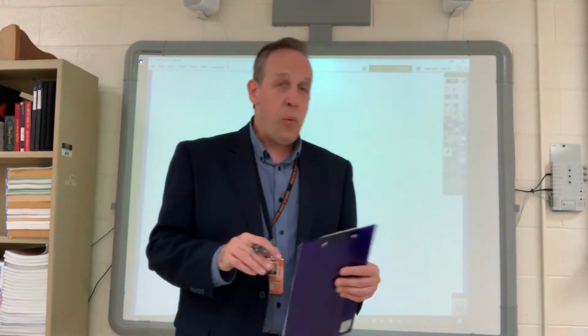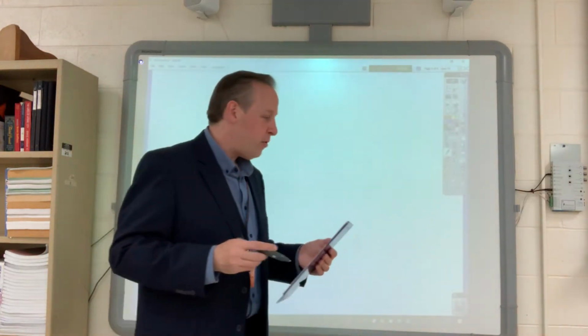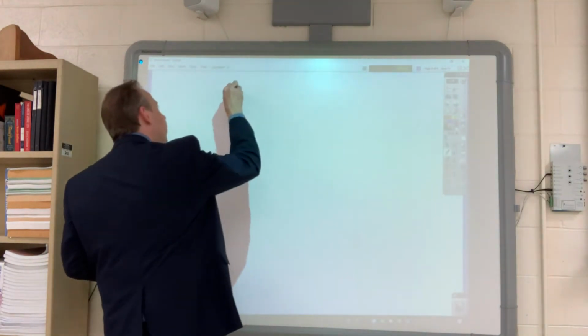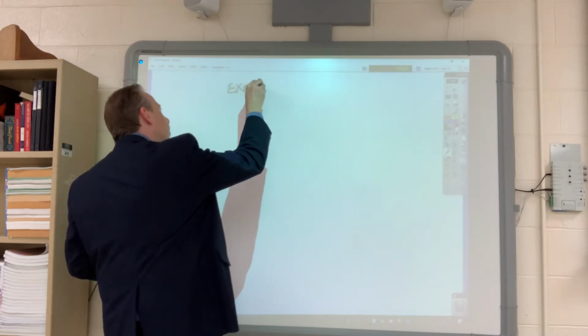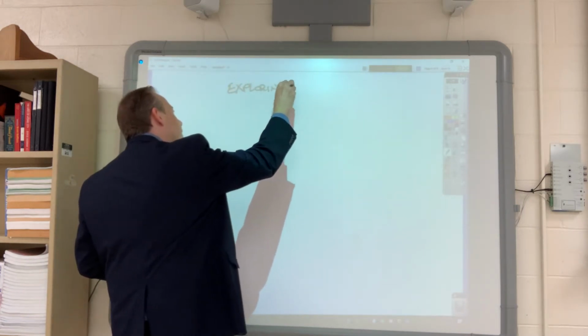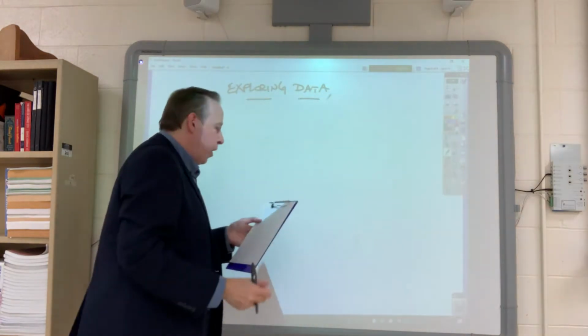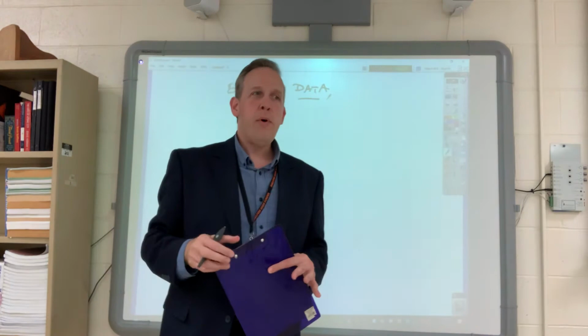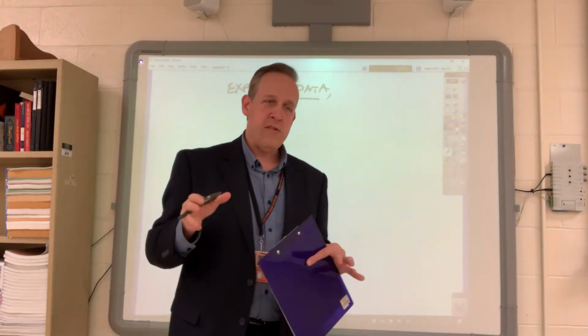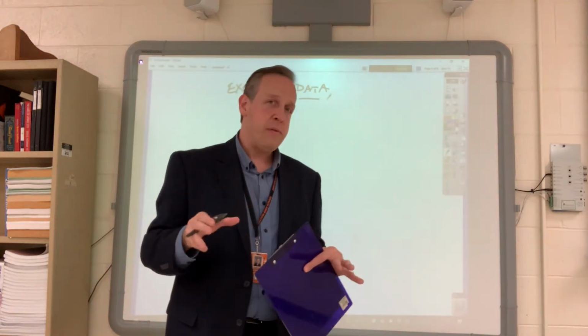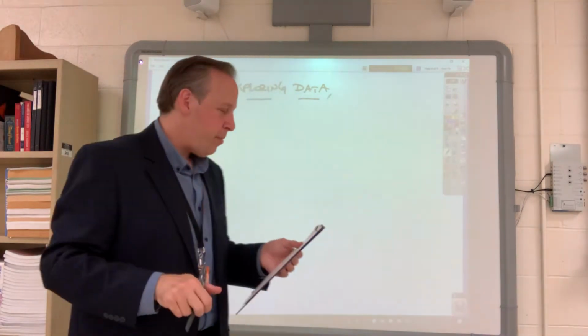Looking at Chapter 1 is called Exploring Data. I'm going to put some words up on the board, but I'm not going to write everything down because I'm hoping you will be taking some notes. We're going to cover some vocabulary right now, and part of the vocabulary touches on the things that we did already in the Chapter 4 summer work. So keep that in mind.